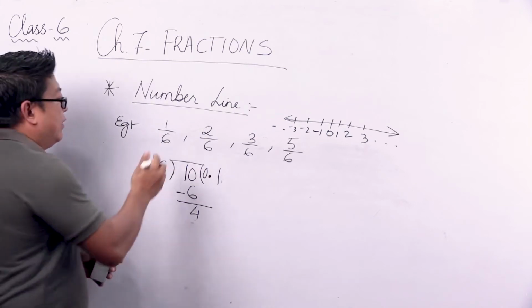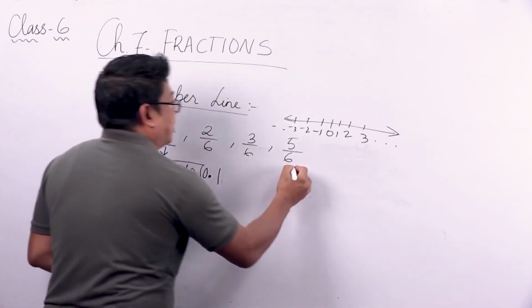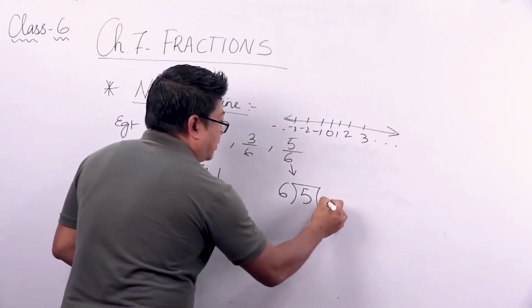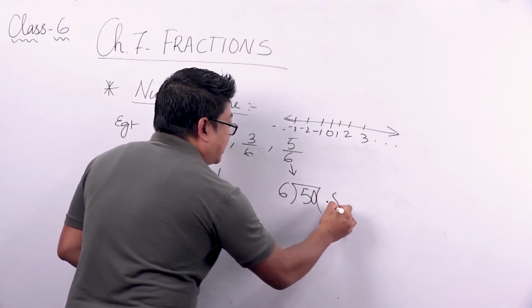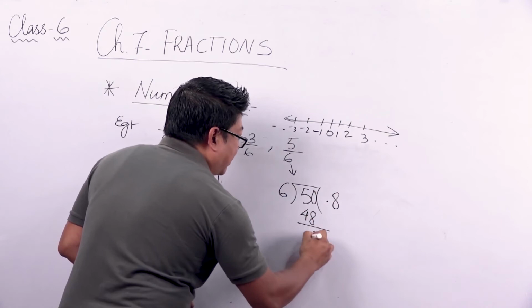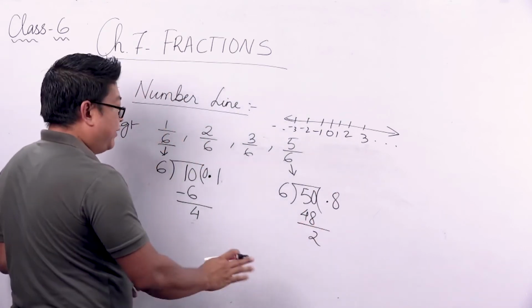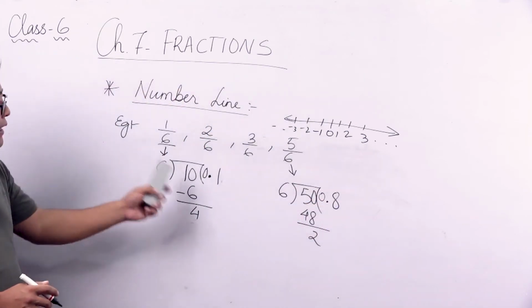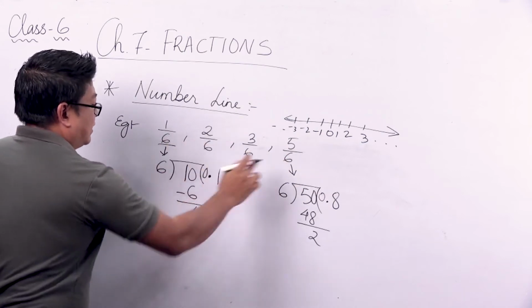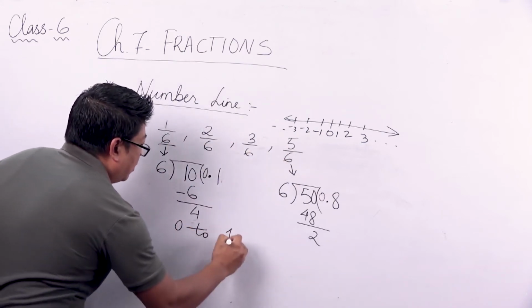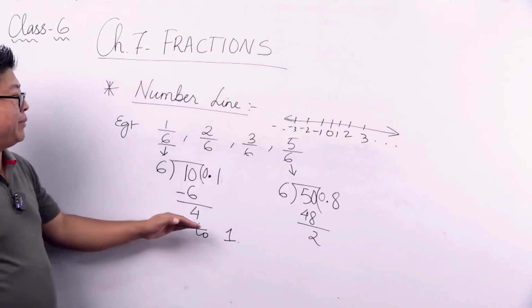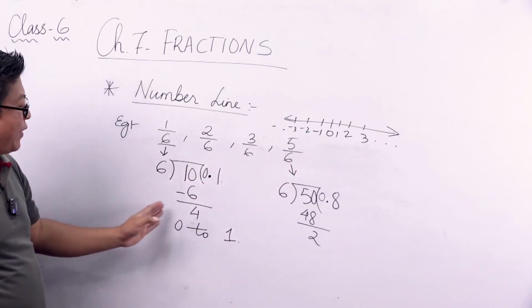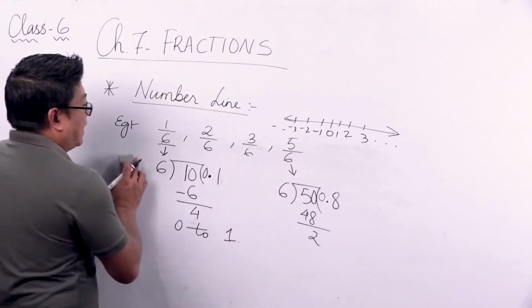Now, the next one: divide the first number, divide the last number. Not possible, so point, I get 0. 6 into 8 is 48. I'm getting remainder 2. Now you don't need to finish the division. Just look at these numbers. 0.1, 0.8. That means these fractions lie between 0 and 1. So our first step is to find out between which two numbers the fractions lie. So the fractions lie between 0 and 1. So let's look at the next step.